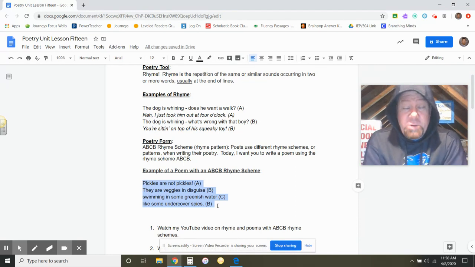Now, today, if you just want to write a 4-line poem using A, B, C, B rhyme scheme, that's great. If you want a challenge, try writing 2 or 3 more stanzas where you will still maintain the A, B, C, B rhyme scheme. Okay?